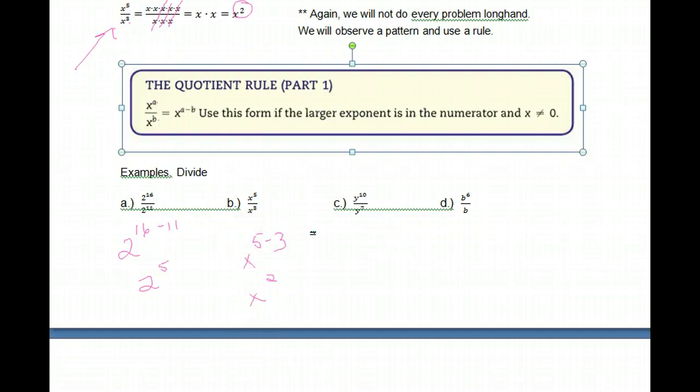Why don't you guys go ahead and do letters C and D for me? Please pause the recording, complete letters C and D, and as soon as you're ready, please press play.